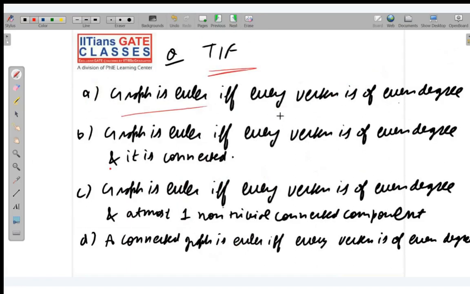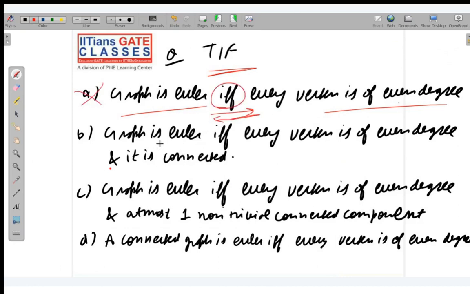True, false. Graph is Euler if and only if every vertex is of even degree. If and only if means both ways. So graph is Euler, every vertex is of even degree, I have told you. But if every vertex is of even degree, graph is Euler? No. So this is false. Are you getting it now? If and only if means both ways.